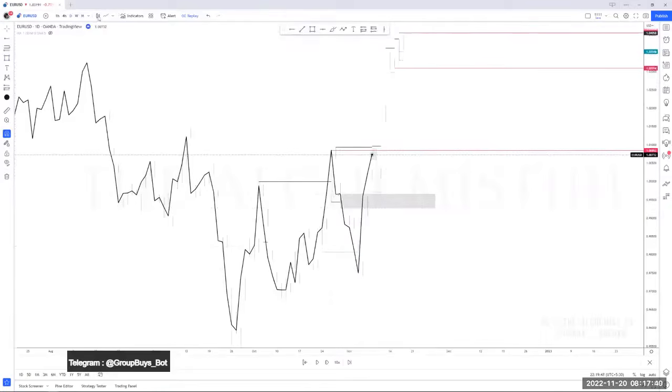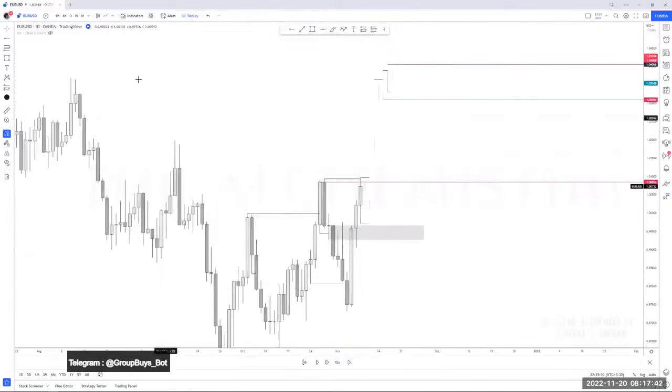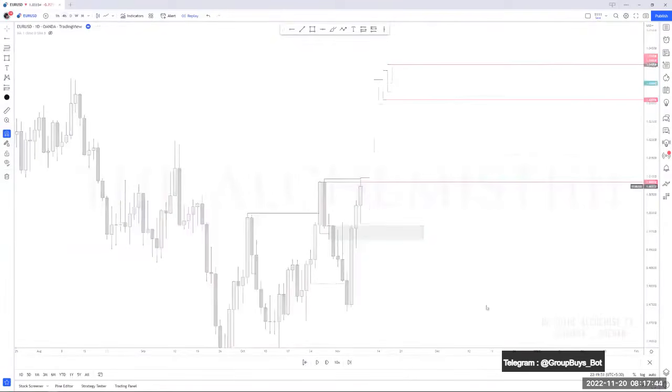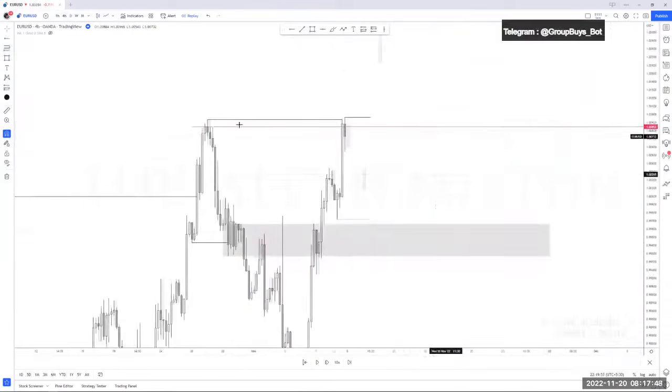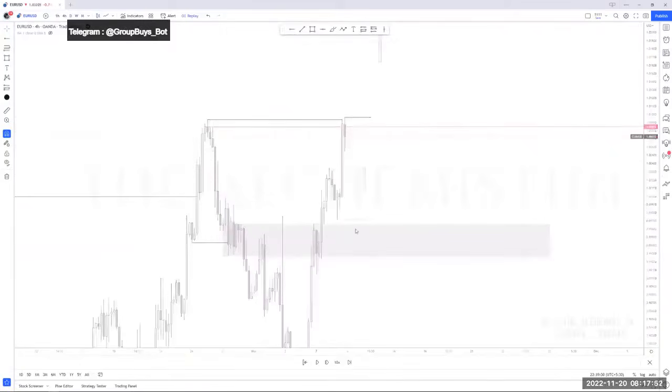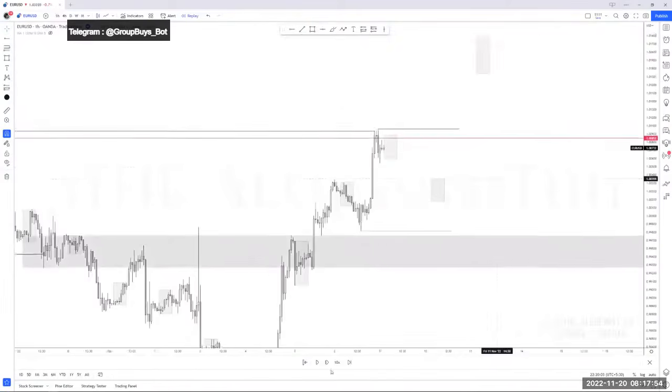Okay, so that could be now. See, ICT will call it a breaker. Okay, so breaker blocks. So same thing. Okay, so there we go. Like this. Now, what are we going to do since the daily has closed below daily? Now we can start looking for sales, right? We can start looking for sales. So that is exactly what happened.